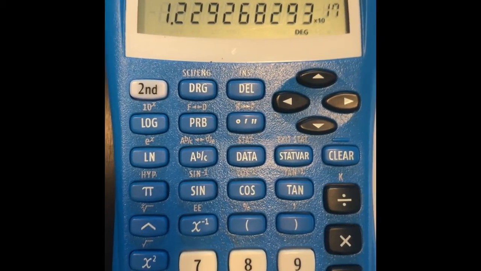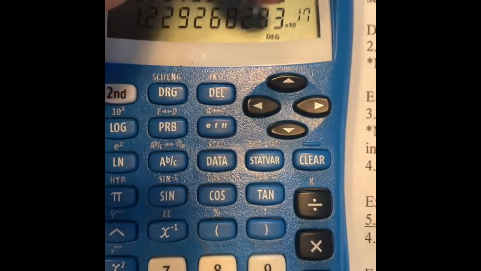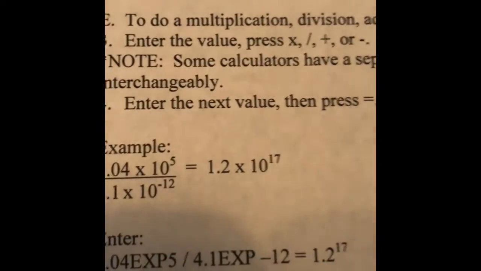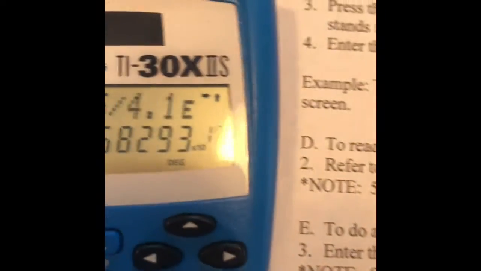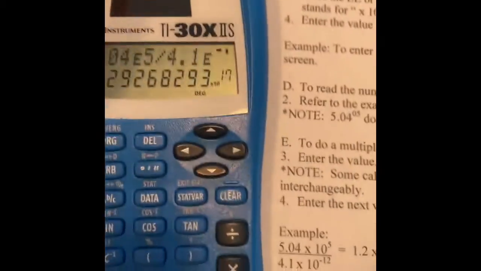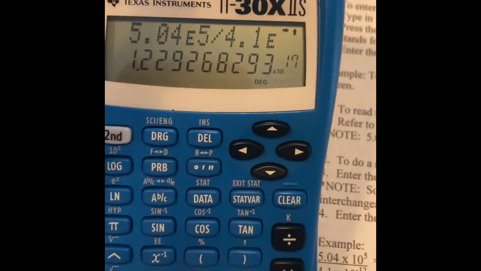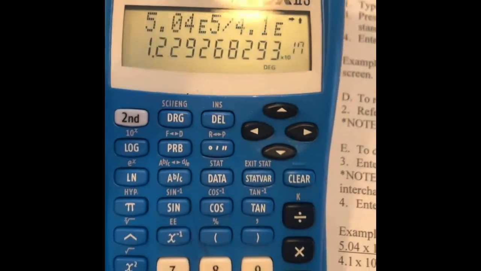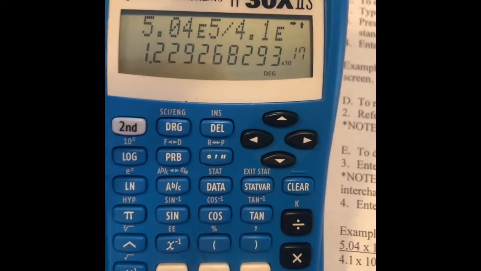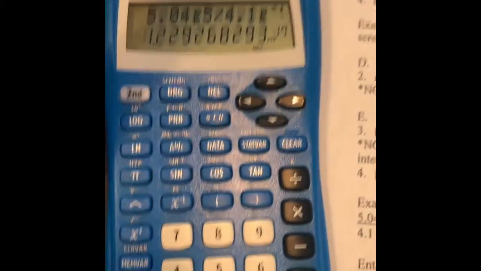We'll learn how to round later. Times 10 to the 17th. So you have to be on the lookout for that little times 10 to the 17th on your calculator, if this is your calculator. Okay, give it a try, see if you can get it to work. If you get a different exponent, you've done something wrong.